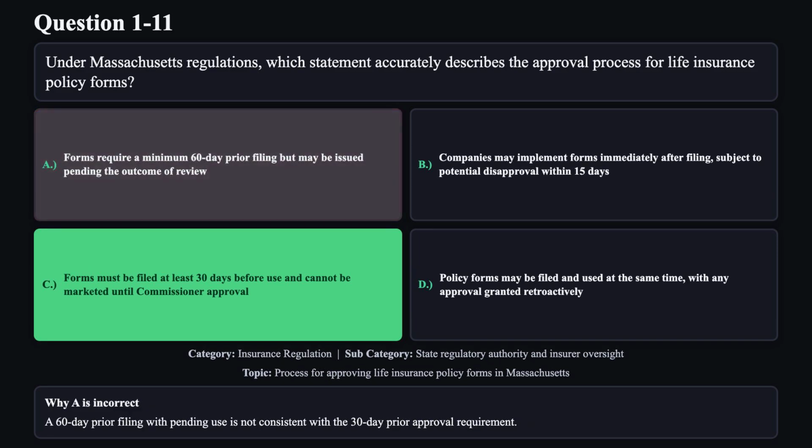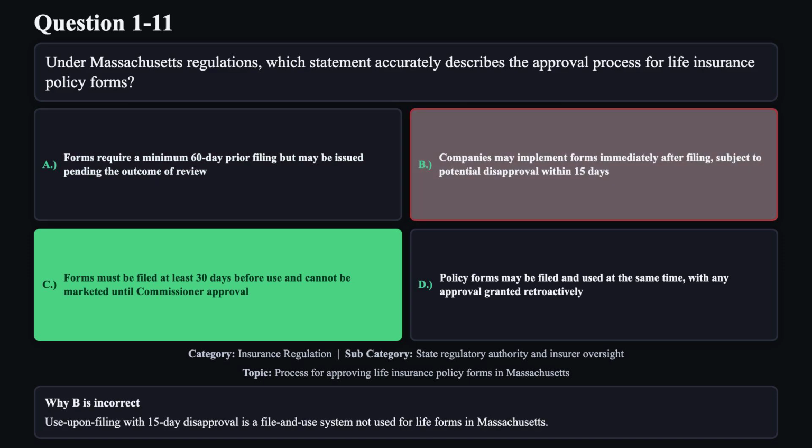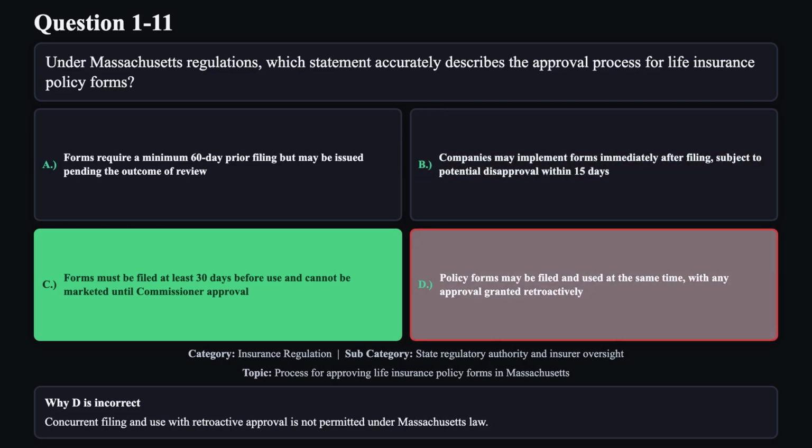Reason A is not correct. A 60-day prior filing with pending use is not consistent with the 30-day prior approval requirement. Reason B is not correct. Use upon filing with 15-day disapproval is a file and use system not used for life forms in Massachusetts. Reason D is not correct. Concurrent filing and use with retroactive approval is not permitted under Massachusetts law.